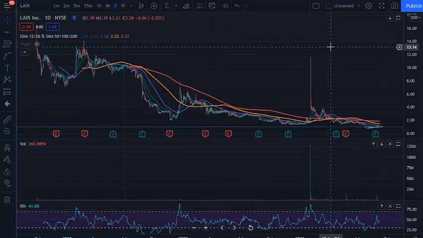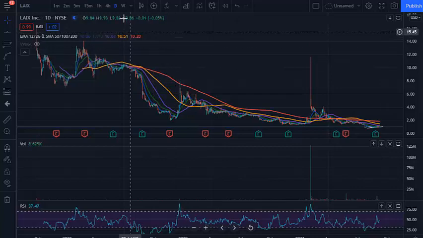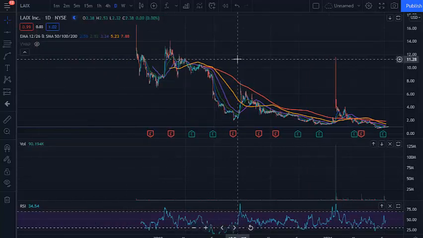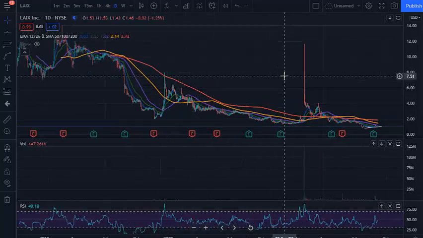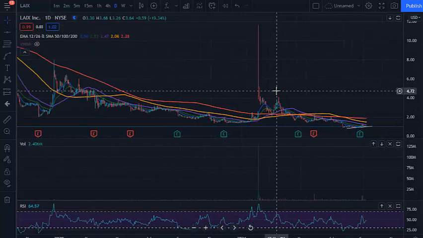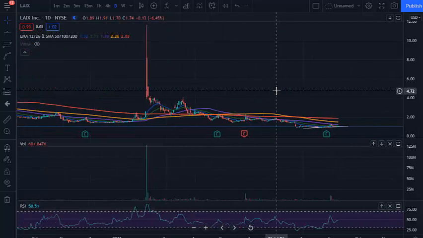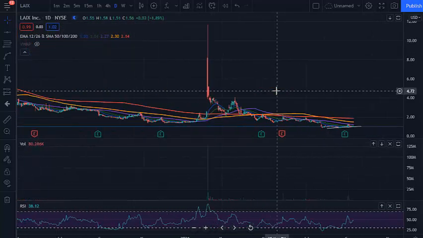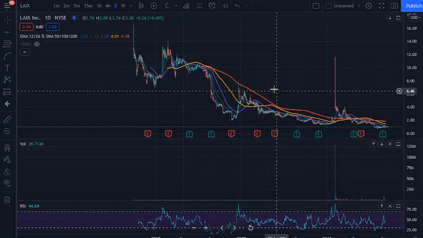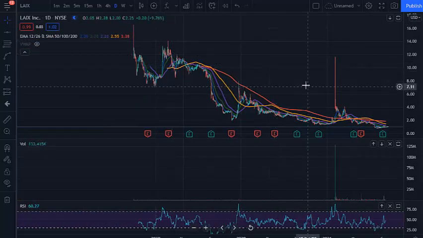Okay, looking at LAIX. This chart, let's see, goes back to 2018. So we have a few years to look at in terms of history. It's been downtrending since the beginning.